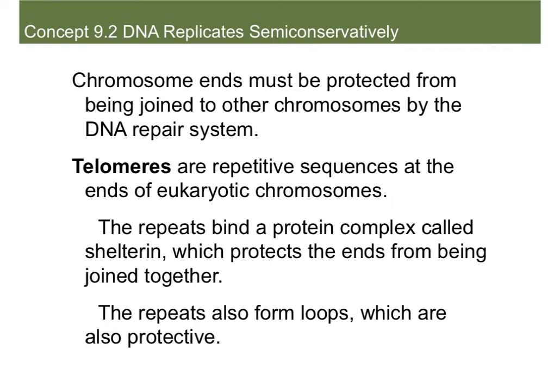Each eukaryotic chromosome has telomeres, which are repetitive sequences at the ends of those chromosomes. These repeats bind with a protein complex called shelterin, which protects the ends from being joined together. The repeats also form loops, which are protective as well.